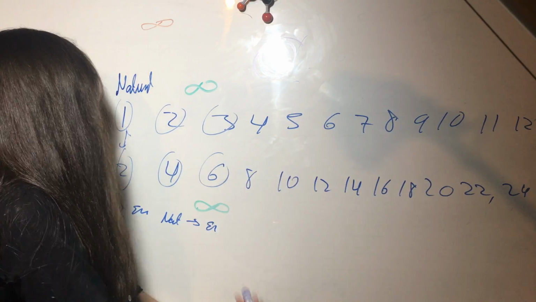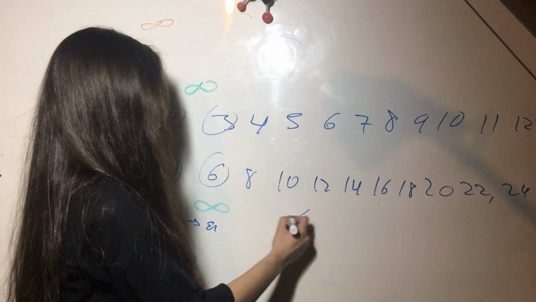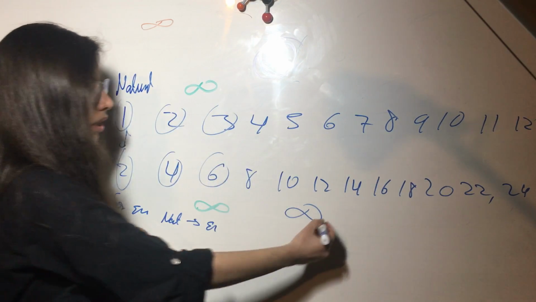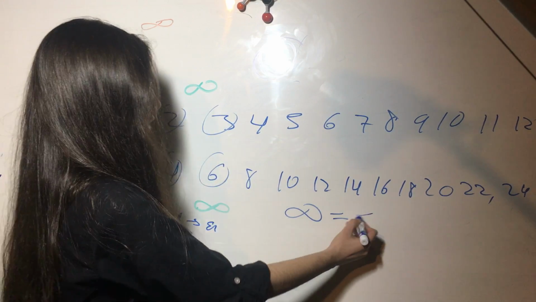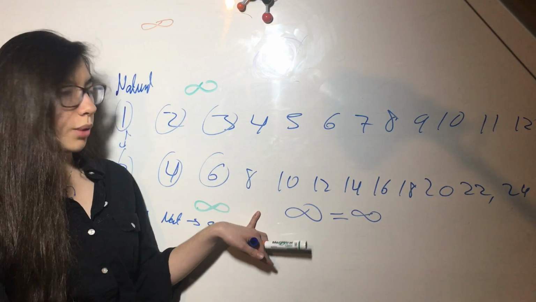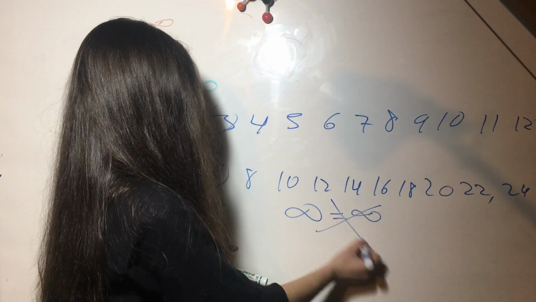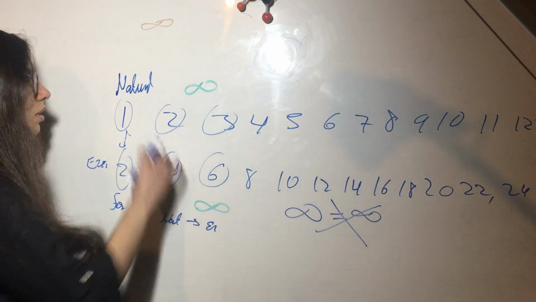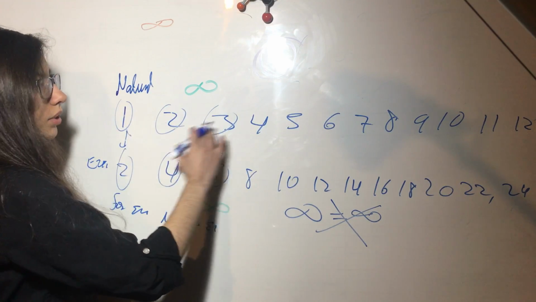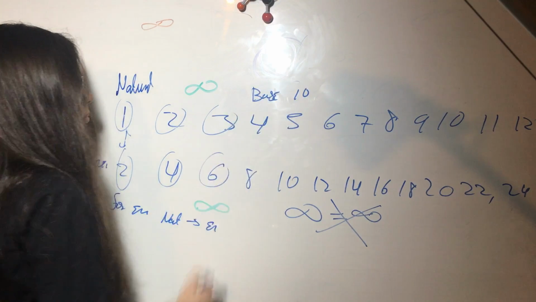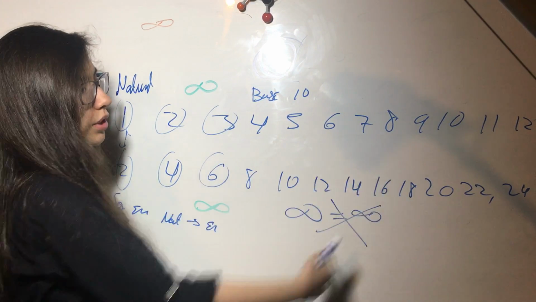So that is why people say that the infinity that corresponds to the amount of natural numbers is equal to the infinity that corresponds to the amount of even numbers. But now let's say why this is not true. And this is because here we are counting the numbers in base 10, meaning that each 10 numbers will repeat.